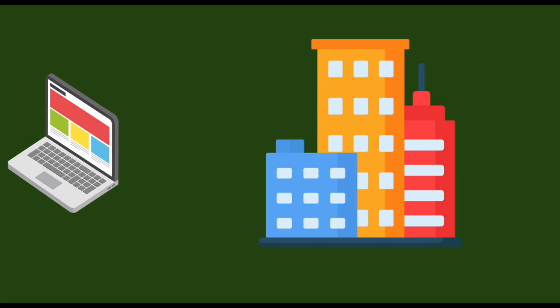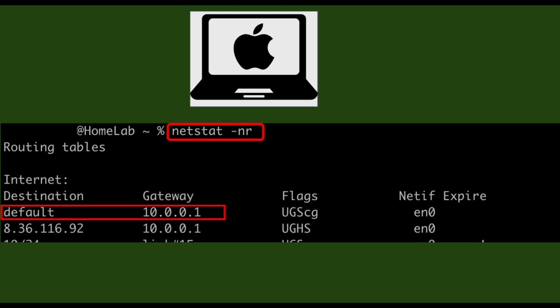So in this small video, we are going to see how you can identify your default gateway. It doesn't matter whether you are using a Mac, a PC or Linux. We'll go through one simple command that you can execute on each of these different systems to identify your default gateway, and you can try it out right away.